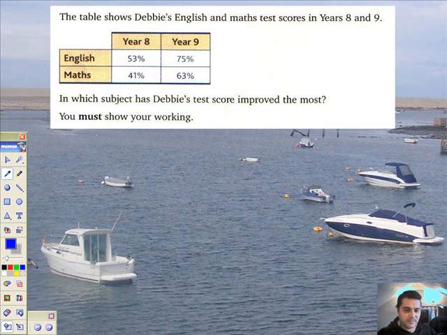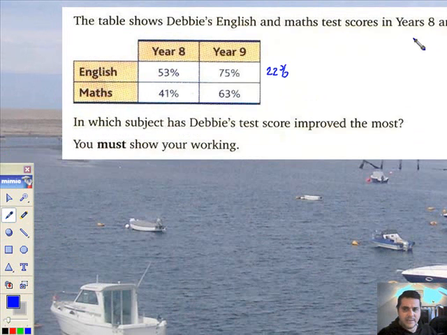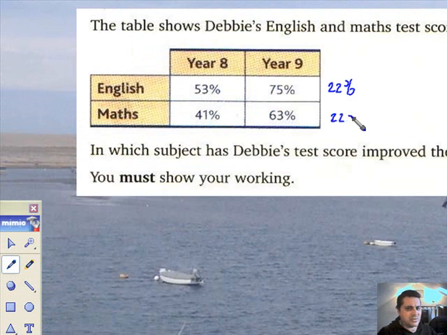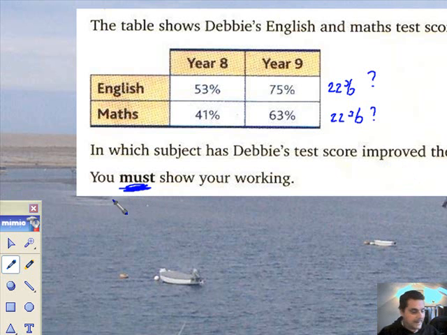Well done. Well, that's an apparent rise of 22% by the look of it. And in Year 8 she got 41% in Maths, and in Year 9 she got 63% in Maths. That's also 22%. Or is it? In which subject has Debbie's test score improved the most? And you've got to show your working, obviously. Grade B rated, I think. It's gone off the grade B scale in the assess. So in which subject has Debbie's test score improved the most?